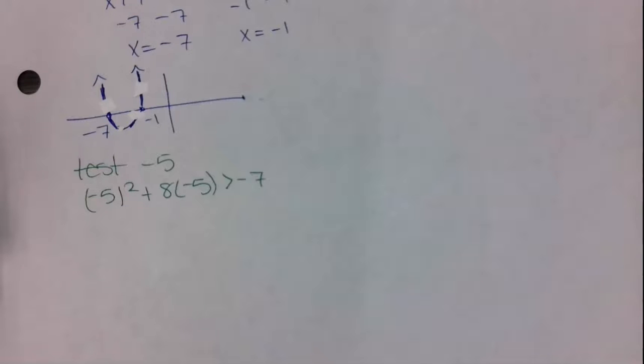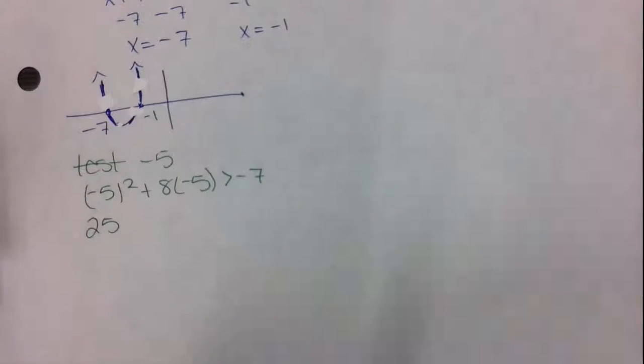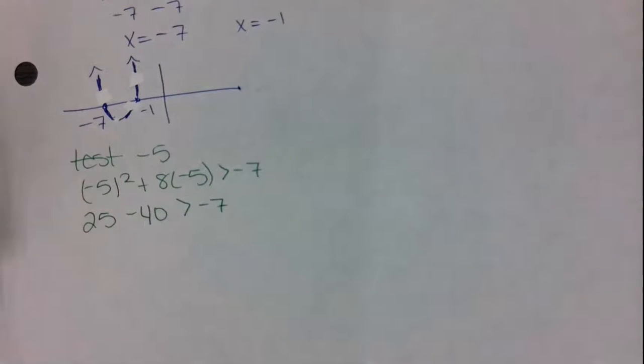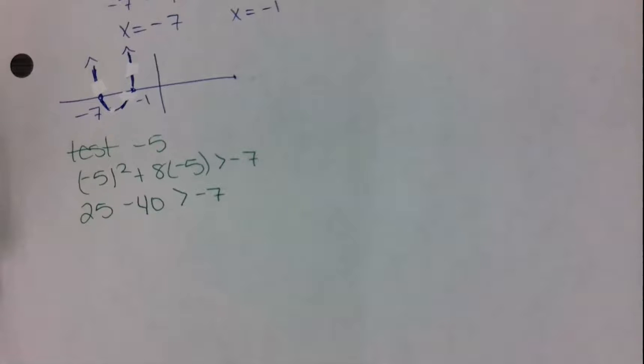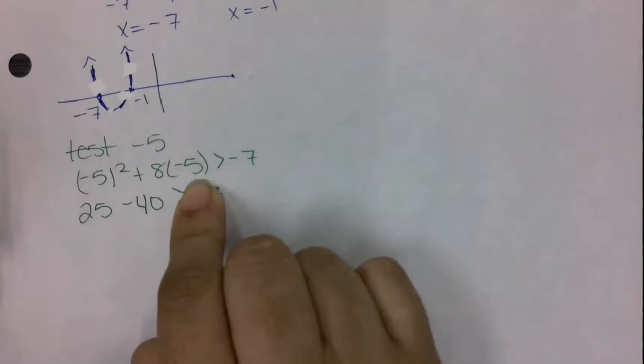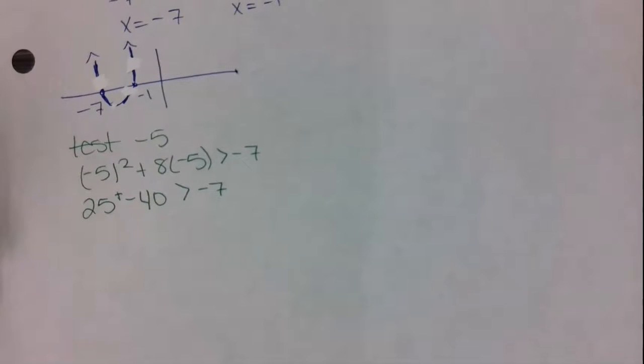Okay. Negative 5 squared is 25. 8 times negative 5 is negative 40. It was adding, but then it was a positive 8 times a negative 5. Okay, 25 minus 40.